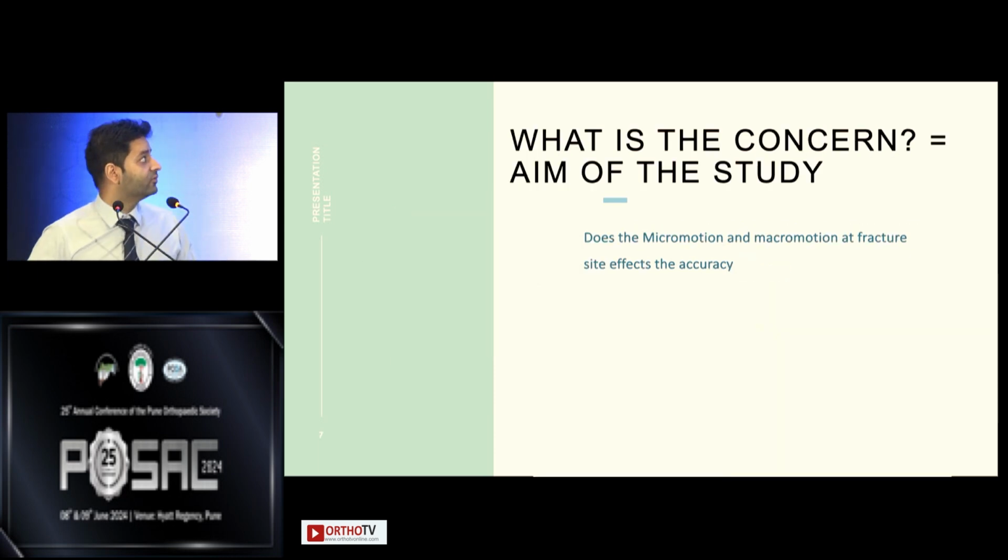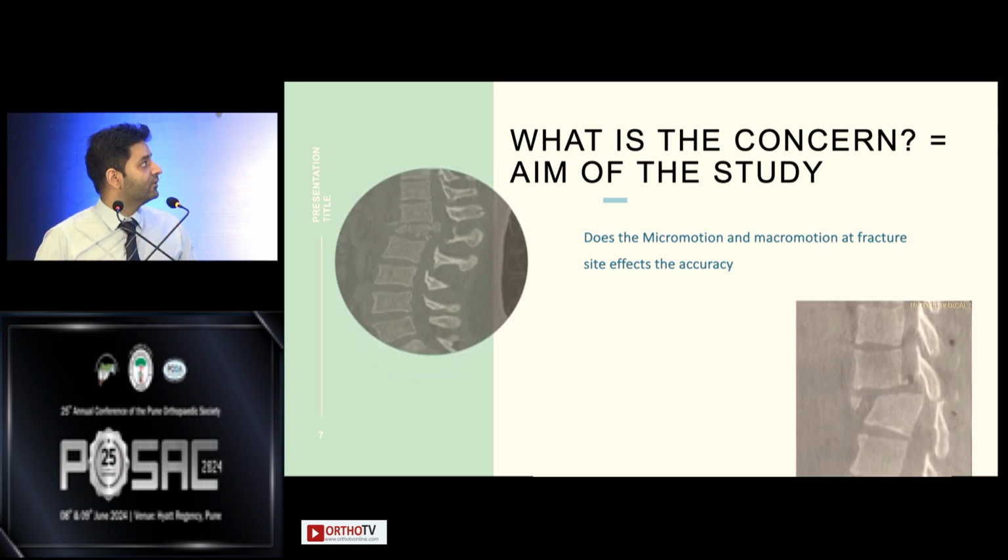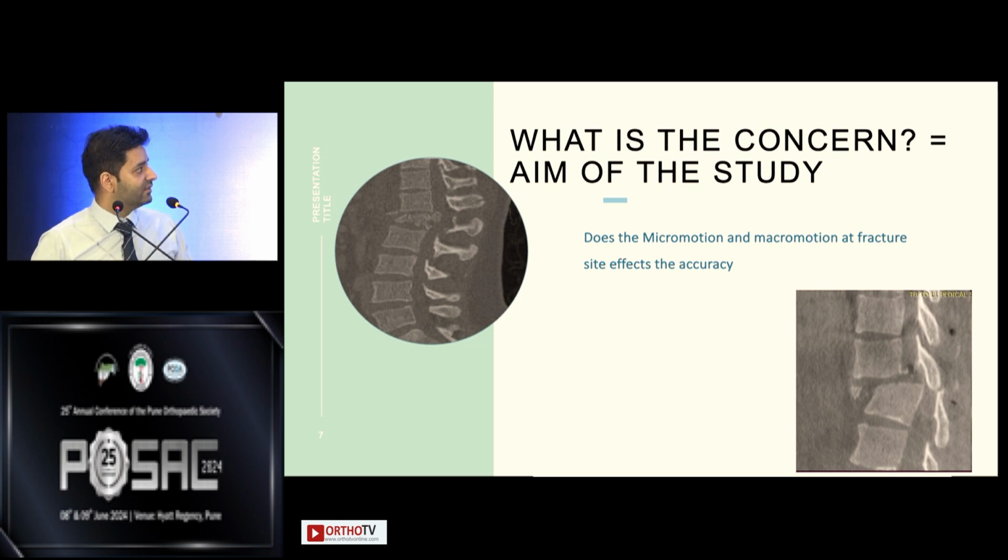Why this study? In 3-column injuries, there is micromotion and macromotion at the fracture site. So if there is motion while inserting the pedicle screw, or during any manipulation or reduction maneuver, the accuracy will be lost. You can see this is an unstable fracture. It involves all 3 columns. This also involves 3 columns. You can see the posterior column is also involved. This is A4 plus B2 type. So if the relative distance of the pedicle to the reference frame is changed, then we lose the accuracy.